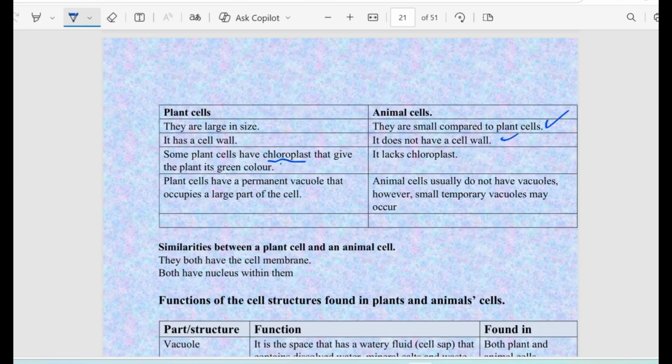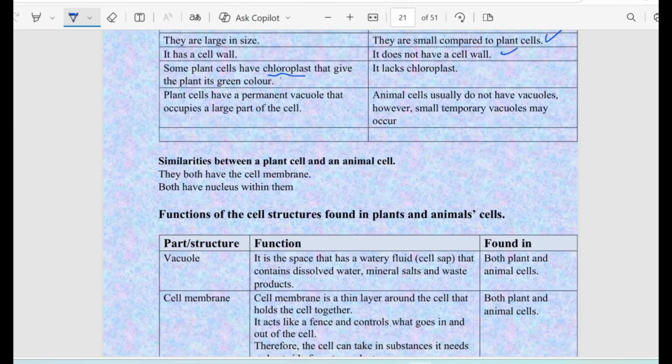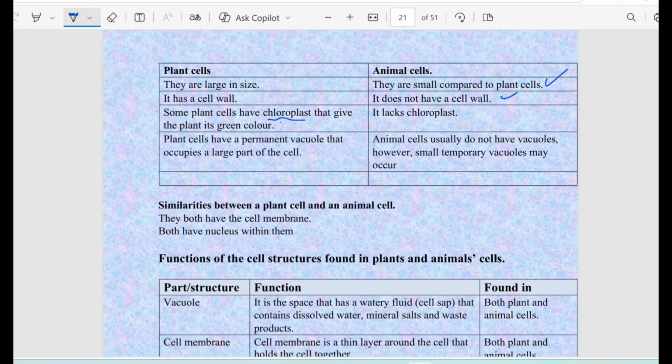Then another difference: plant cells have a permanent vacuole that occupies a large part of the cell. Animal cells usually do not have vacuoles. However, small temporary vacuoles may occur. So most animal cells don't have a permanent vacuole, but sometimes you may have a small one, very small and temporary, just for a short period of time. Then the similarities between a plant cell and an animal cell: they both have a cell membrane, and both have the nucleus within them.